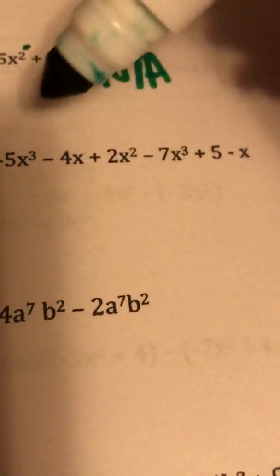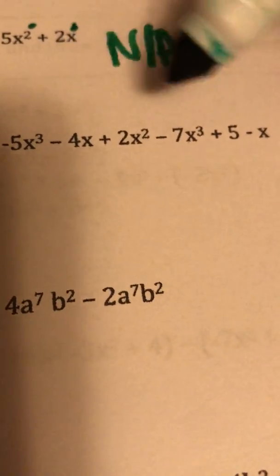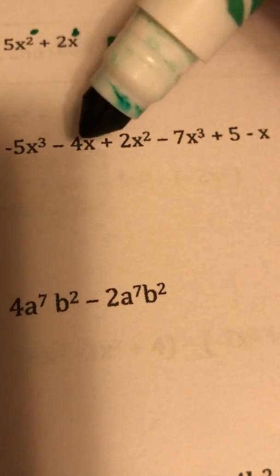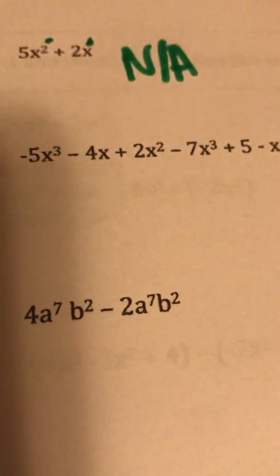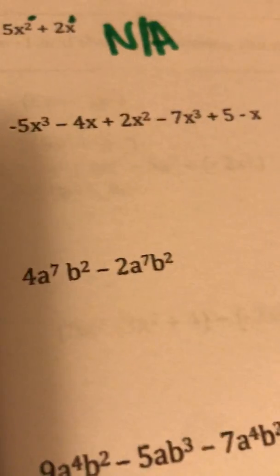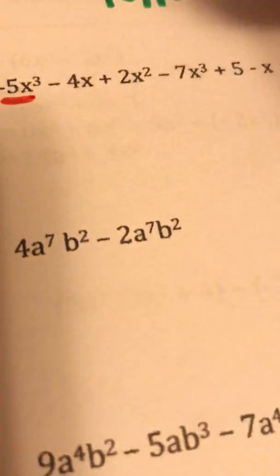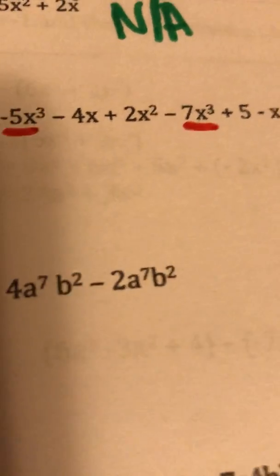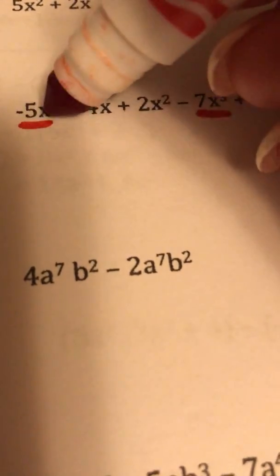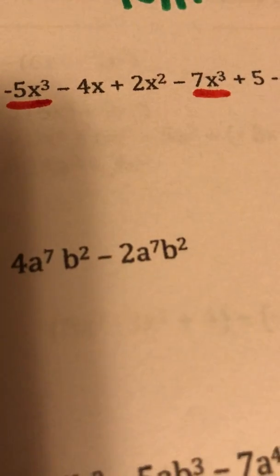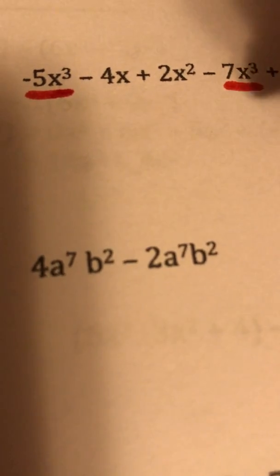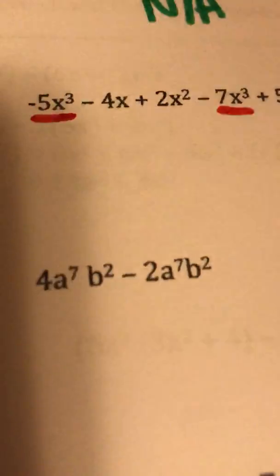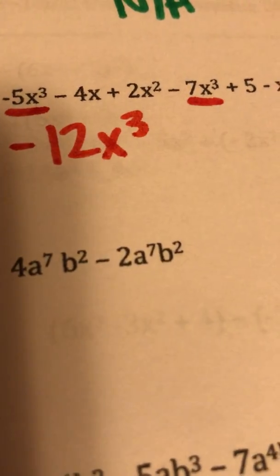Now in this one, I see that we have some x to the thirds, some x squared, and x, and just a constant. So let's say I start with my x to the thirds because I know that those have to go first. For me, I like to find a way to notate these so that I don't forget anything. So I have negative 5x to the third minus 7x to the third. So total, that would be negative 12x to the third.